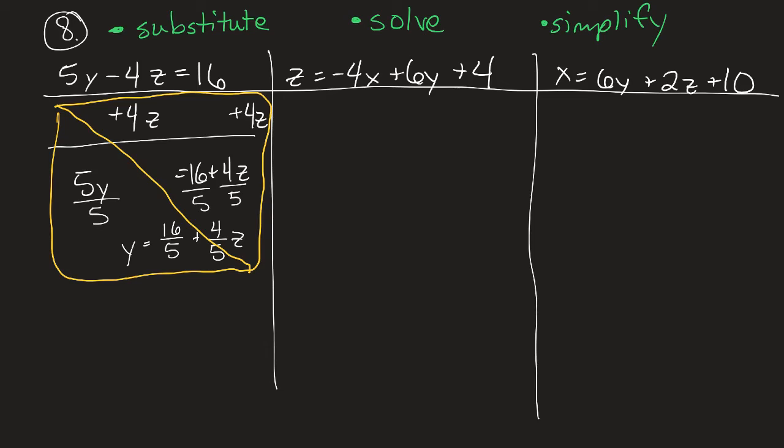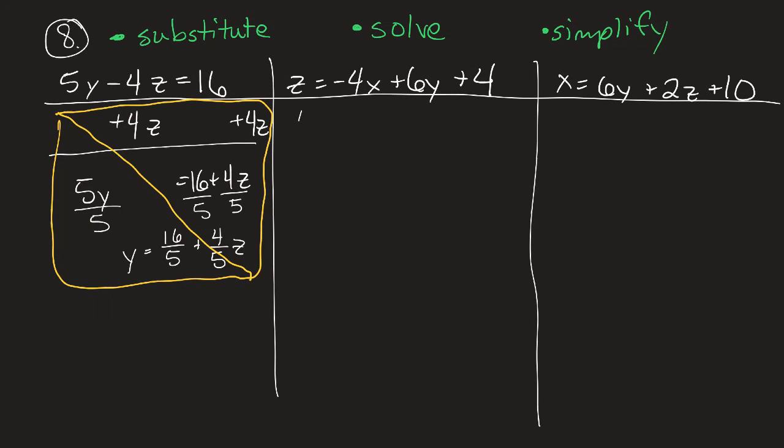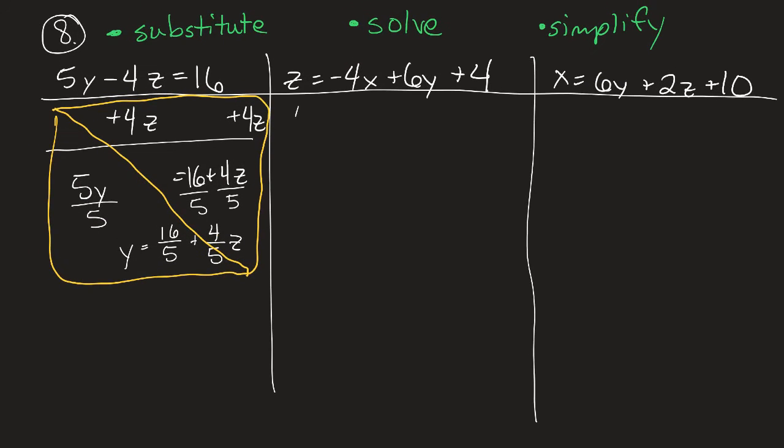So now, a different first decision I'm going to make is I'm going to substitute z from column 2 into column 3. So I'm going to take this negative 4x plus 6y plus 4, and I'm going to plug it in for z in column 3.